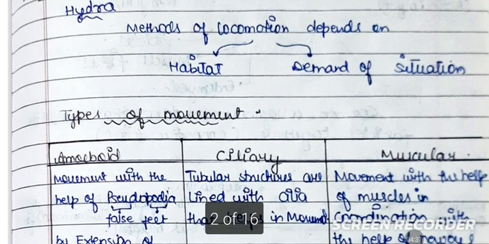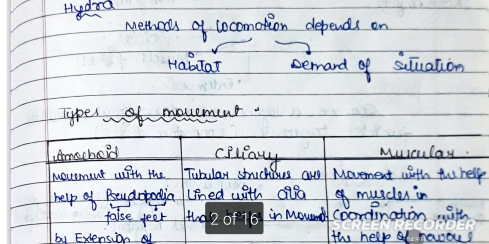When we talk about movements, there are three types of movement. The very first is the amoeboid movement, the second one is the ciliary, and the third one is the muscular movement. When we talk about amoeboid movements, what are amoeboid movements? The movement with the help of pseudopodia.